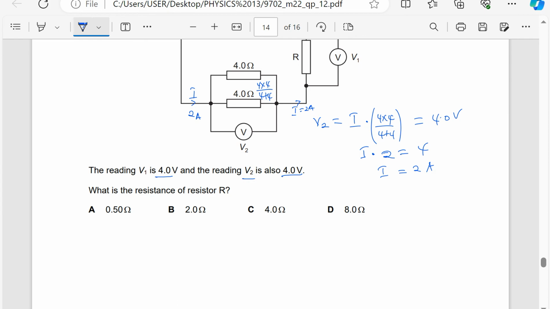So let's check. V1 is also going to be the current times R. So V1 is 4 volts. The current is 2 times the resistance, which is R. So it means R is going to be 4 divided by 2, which is of course 2 ohms. So the answer is going to be B.